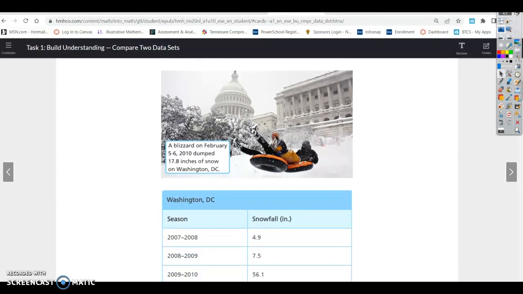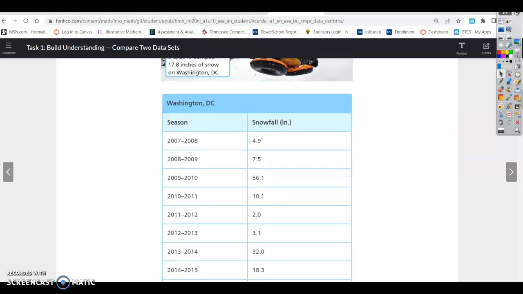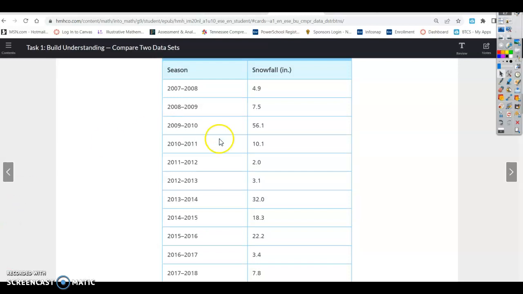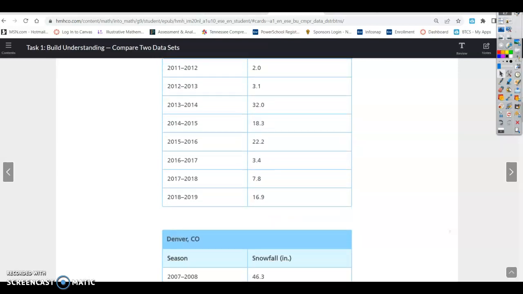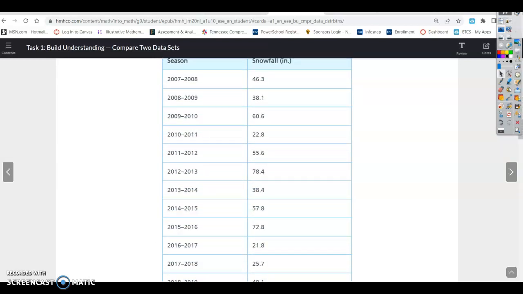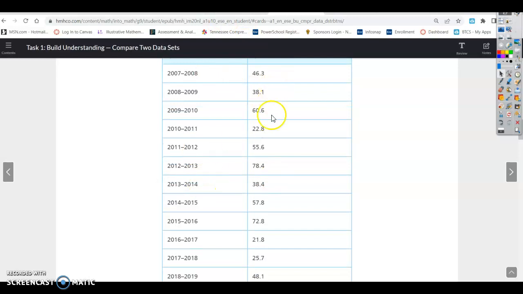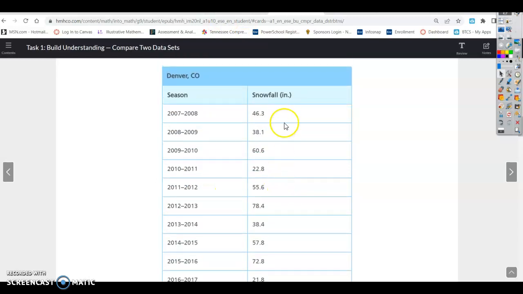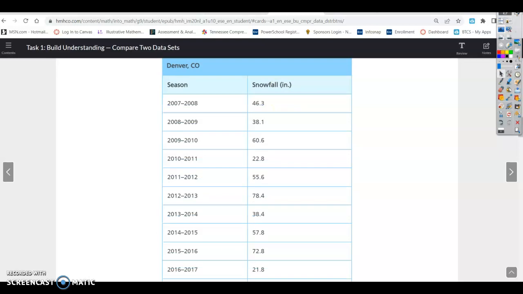Alright, so you can see in the picture it says a blizzard on February 5th and 6th in 2010 dumped 17.8 inches of snow on Washington, D.C. So in the year 2010, you can see that the snowfall amount is much greater than the other years here. Alright, for Denver, Colorado, again, it gives you the number of years and the amount of snowfall in inches.